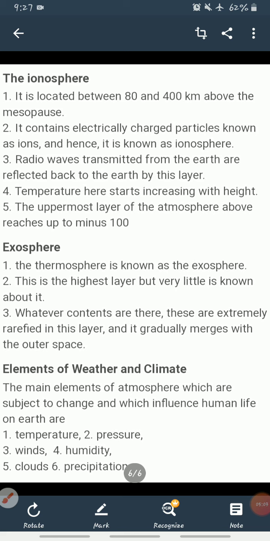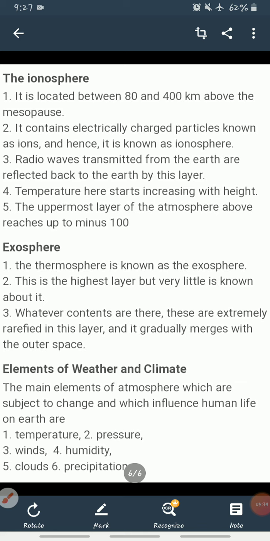Next is the ionosphere, located between 80 and 400 kilometers above the mesosphere, and it contains electrically charged particles known as ions, hence it is known as the ionosphere. Radio waves transmitted from the earth are reflected back to the earth by this layer, and temperature here starts increasing with height. अब यहाँ पे वापस से temperature जो है increase हो रहा है. The uppermost layer of the atmosphere reaches up to minus 100 degree Celsius.